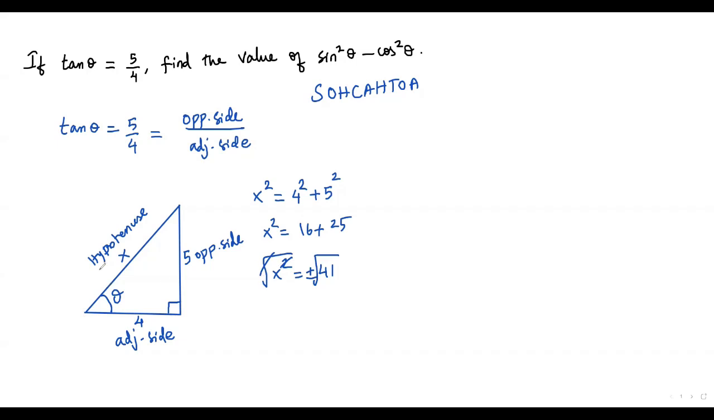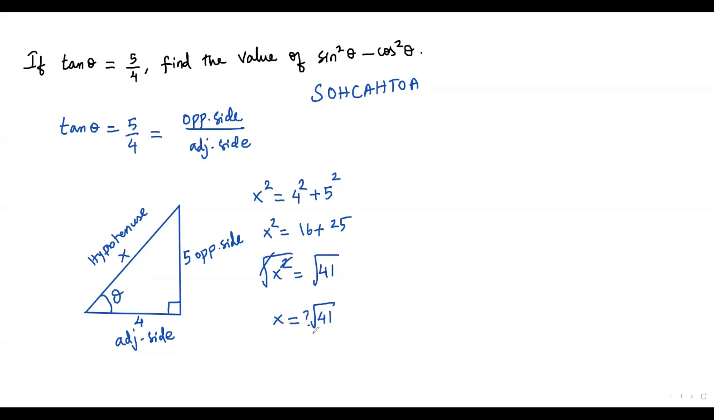But x represents one of the sides of the triangle, that is the hypotenuse. It cannot be negative. The length of the side of a triangle cannot be negative. So in this positive or negative sign, we don't have to consider the negative sign. We can just consider only the positive sign over here. So therefore, the value of x is equal to positive square root of 41.